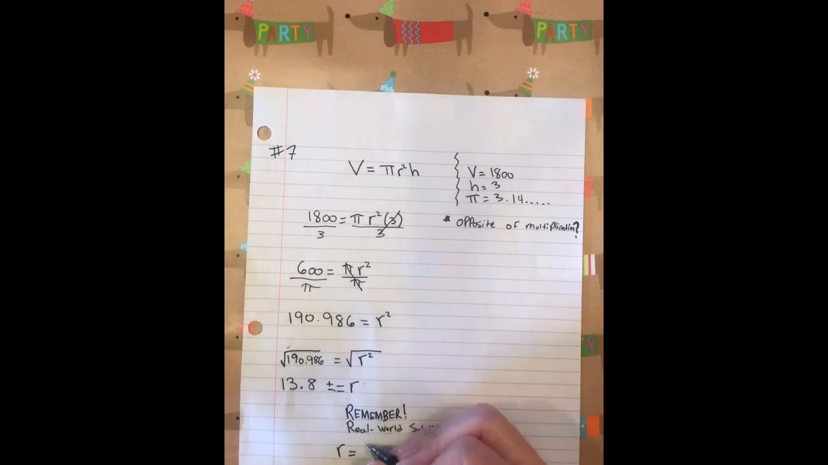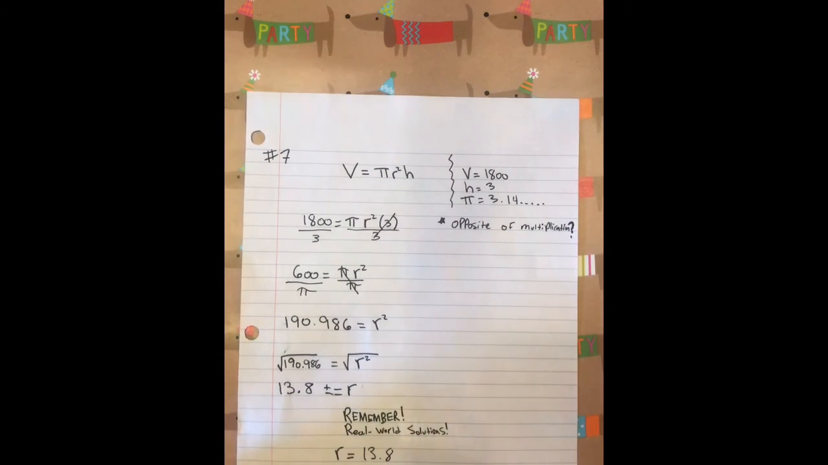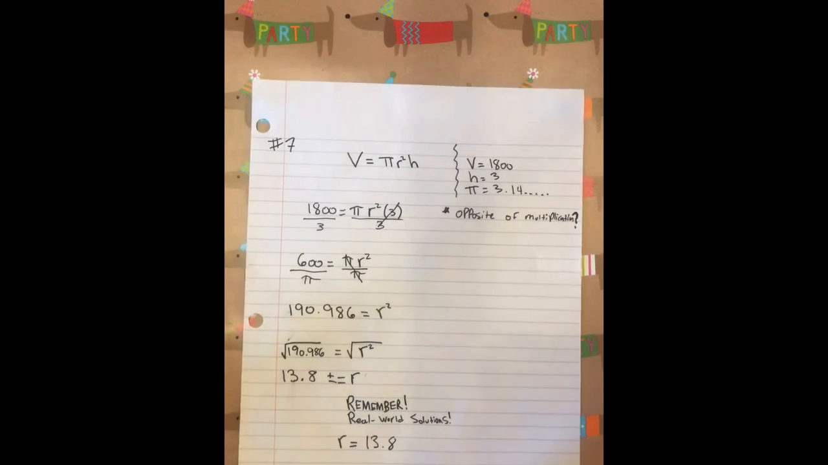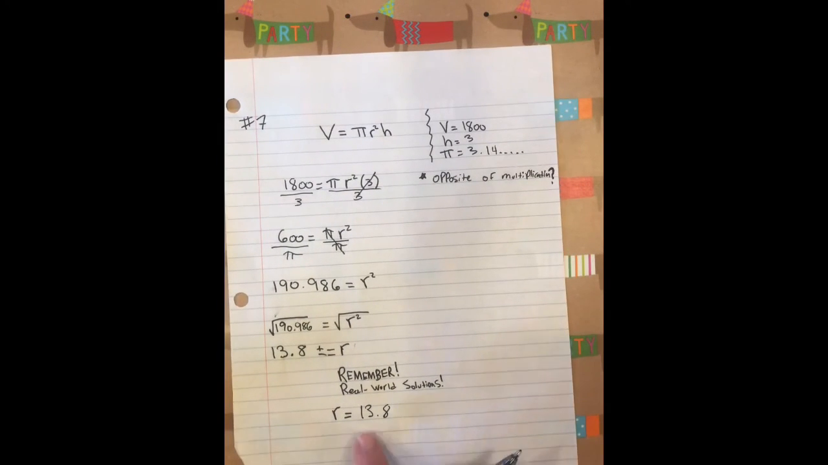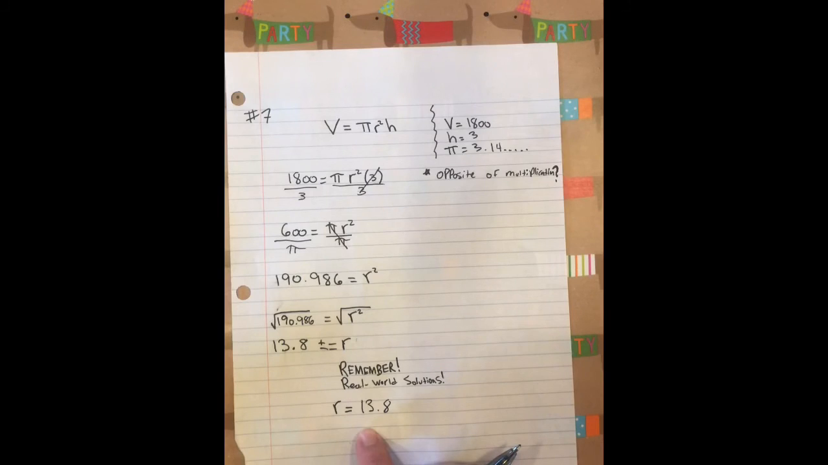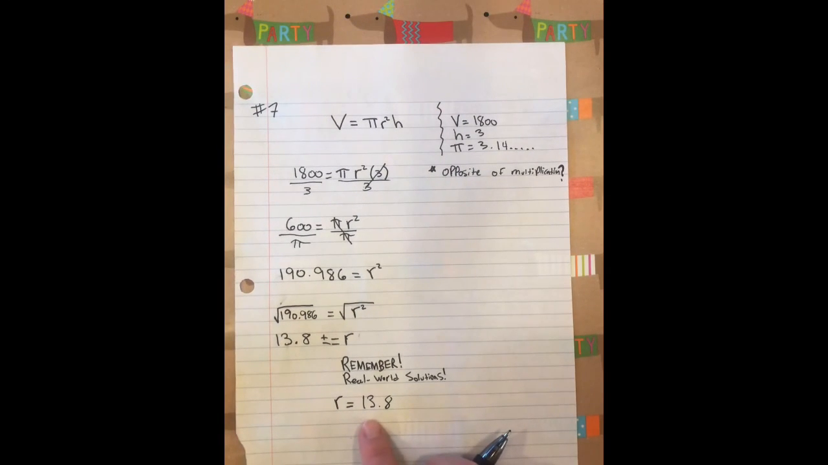So the answer is 13.8. But wait, there was one more important fact that the problem told us to do. If you type this in, you will get it wrong. This is not the right answer. The last part of the problem, if you read the directions in the problem, the last portion says round to the nearest whole number. So, what do we actually end up with?